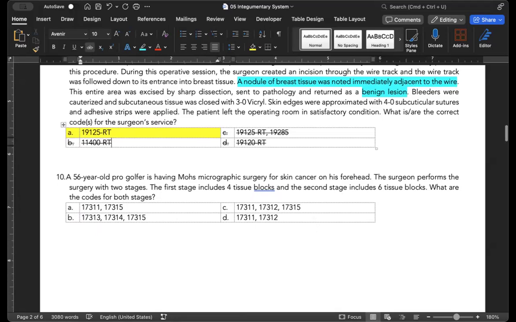Okay. Let's do number 10. So we have a 56-year-old pro golfer that is having Mohs micrographic surgery for skin cancer on his forehead. The surgeon performs the surgery with 2 stages. The first stage includes 4 tissue blocks, and then the second stage includes 6 tissue blocks. So we're going to code for both stages. So let's go look at the 17311.